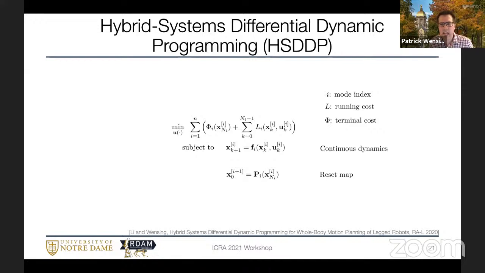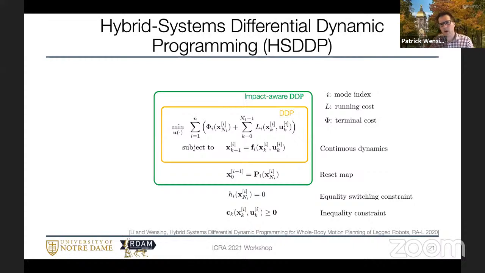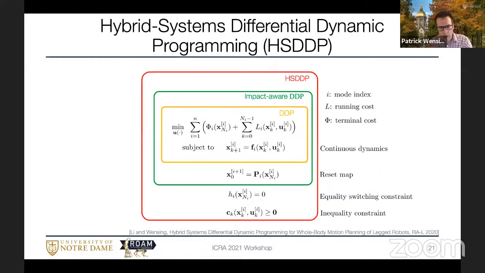These resets just can't happen anywhere. We need to switch to stance when our foot hits the ground. So we need to include a switching constraint in this problem. And maybe there are other constraints like torque limits and that kind of thing that we want to think about too. So what our strategy does is we leverage DDP to handle this innermost loop. And we have a slight extension of it that handles this reset map to provide some impact awareness to our trajectory optimization. And then we address these other constraints via an outer loop. So we've already talked about this yellow part. Let me work my way out through the rest of it.